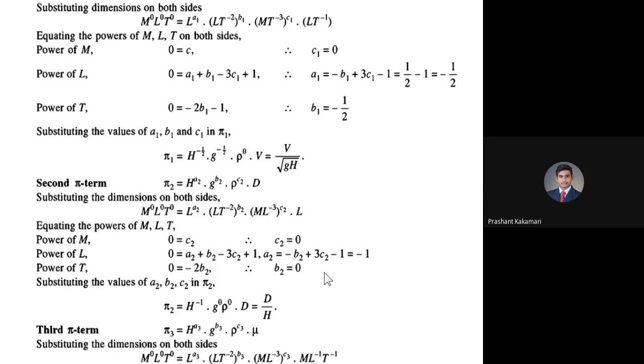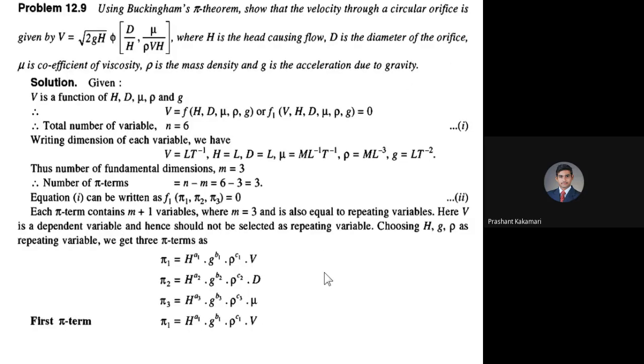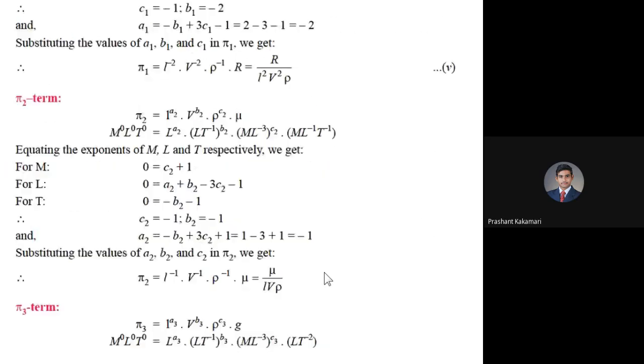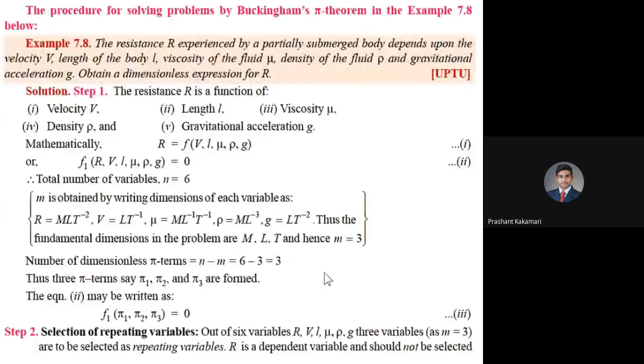So same thing we have done here. M naught, L naught, T naught equal to H is head, L raised to a1. Then we have taken G, LT raised to minus 2 raised to b1 into density we have taken, that is MT raised to minus 3. Kg per, what is that? Mass density. Yes, M L raised to minus 3 as per our dimension chart, correct?